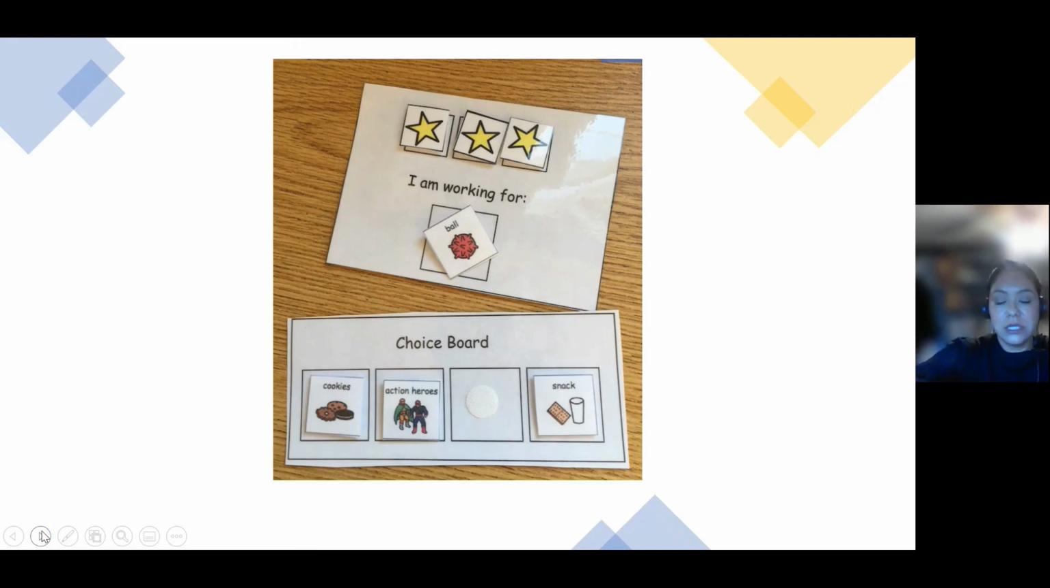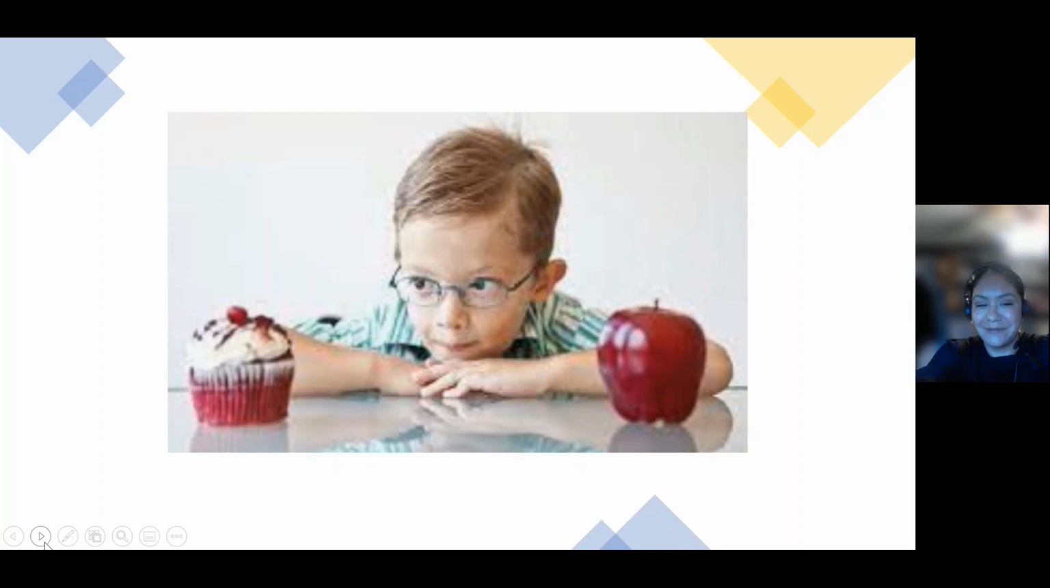Here is something that you might see in your home. Visuals are a really good way of helping individuals keep in mind what they're working for. You can see down here we have a choice board, so they can choose from the choices down here what they are going to earn after finishing their tasks. I should have said cupcake instead of banana, but this is a visual of another way to offer choices. Which would you choose?